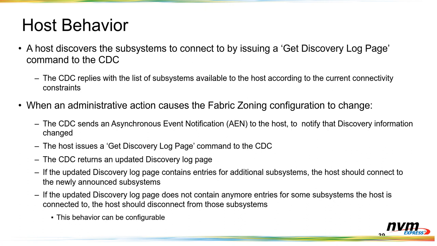A host discovers the subsystems to connect to by issuing a get discovery log page command to the CDC. The CDC replies with the list of the subsystems available to the host according to the current connectivity constraints, according to the current fabric zoning configuration that the CDC is enforcing. When an administrative action causes the fabric zoning configuration to change, the CDC will send an AEN to the host to notify that discovery information changed. The host will issue a get discovery log page command to the CDC.